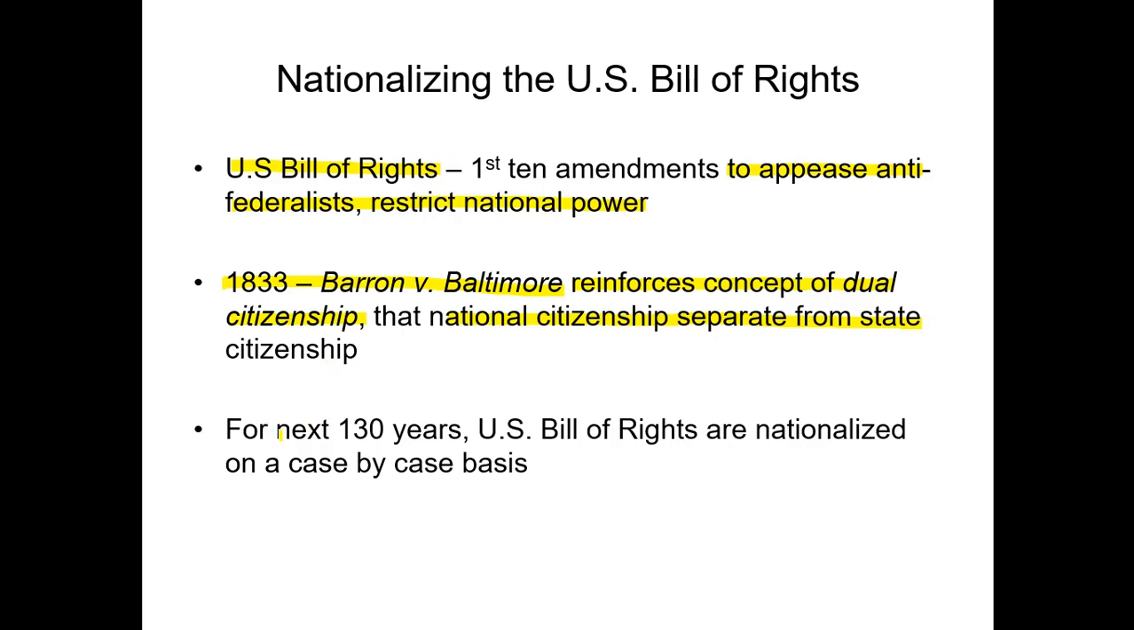So it took a long time, the next 130 years, the U.S. Bill of Rights had to be put back in, at least on a case-by-case basis. The states were then required to comply with the federal Bill of Rights. And this is what we call a long process of nationalizing the Bill of Rights. So regardless of what a state has in its own constitution, they still have to abide by the federal Bill of Rights, Fifth Amendment, unwarranted searches and seizures, cruel and unusual punishment, those things that we've already talked about.